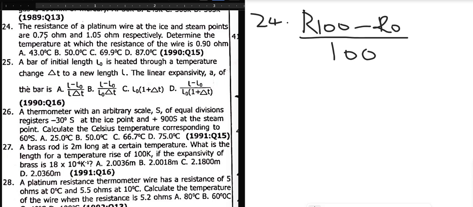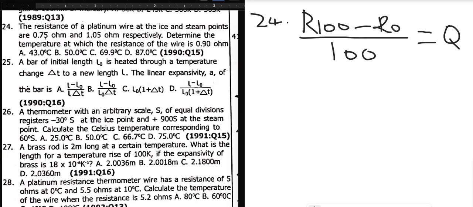So what you are doing here is resistance at 100 is 1.05. So you say 1.05 minus 0.75. Once you do that, that is 1.05 minus 0.75 all over 100. Anything you get, let's call what you're going to get now Q. Good. Now remember that what you're looking for is the resistance at the temperature theta.